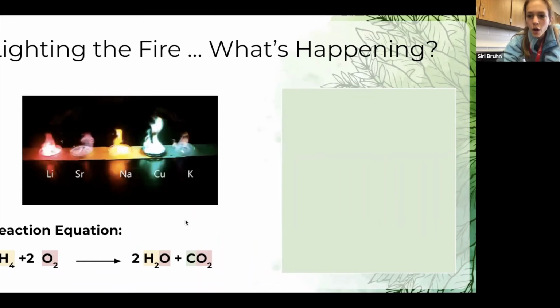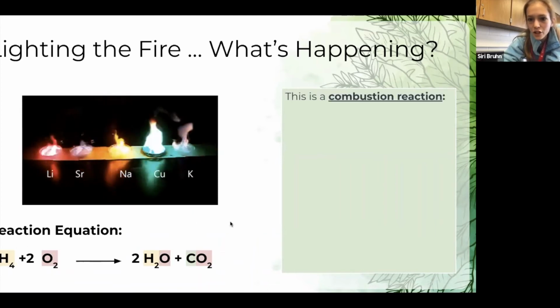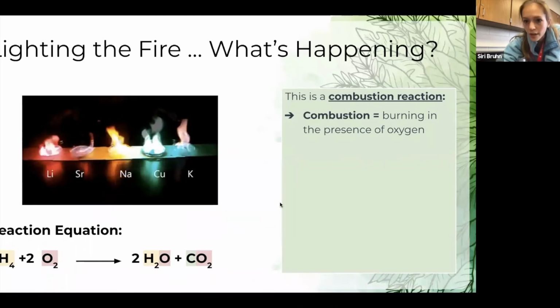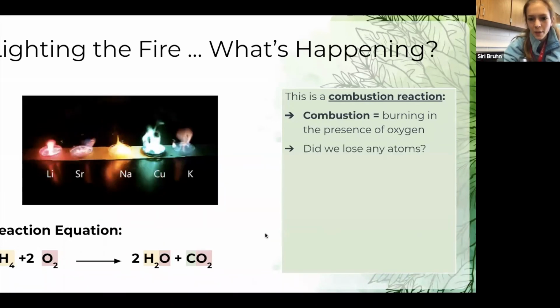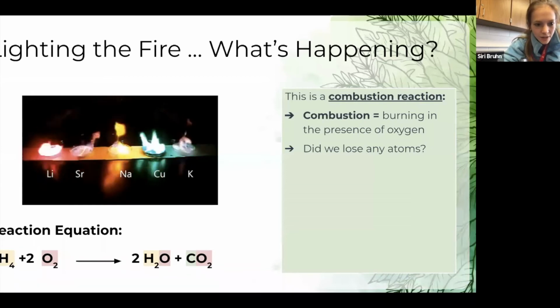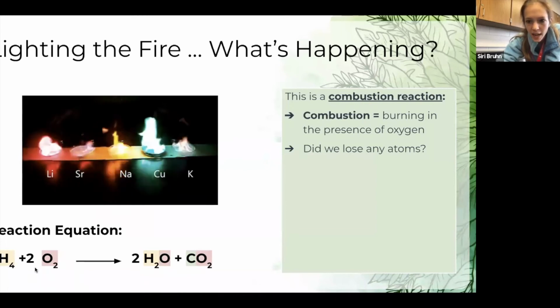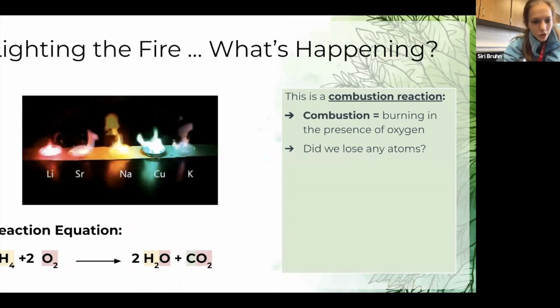Okay, so I took this gas methane and I burned it with oxygen. And in case you are interested, when I burn something in the presence of oxygen, that's called a combustion reaction. Now, what I want you to think about is, did I lose any atoms when I burnt this gas? If I look at the left and then I look at the right and I count the number of each type of atom, there's 1 carbon on the left and 1 carbon on the right.